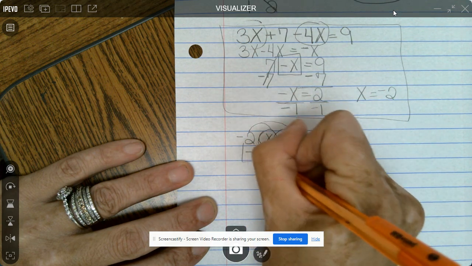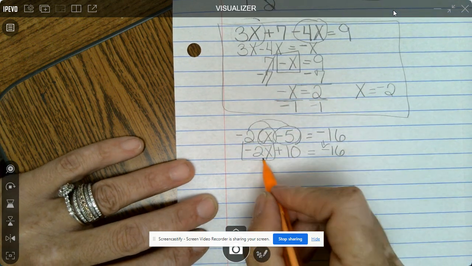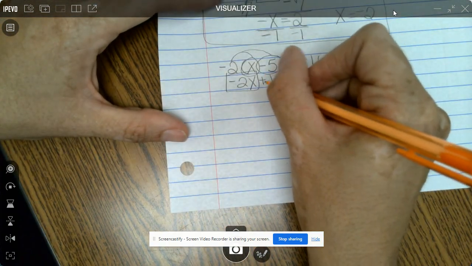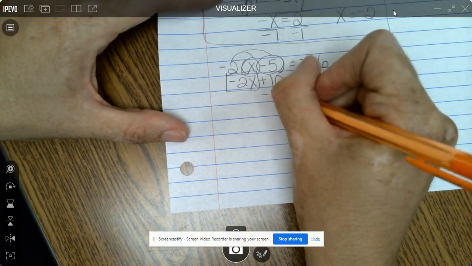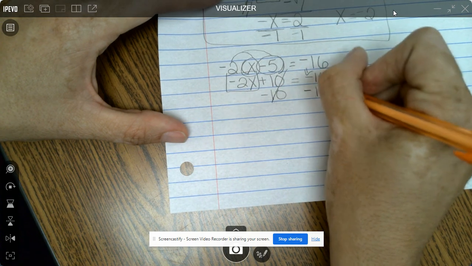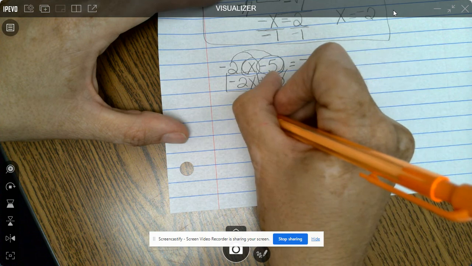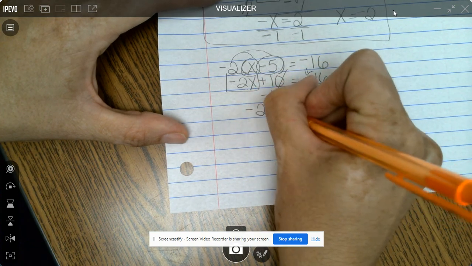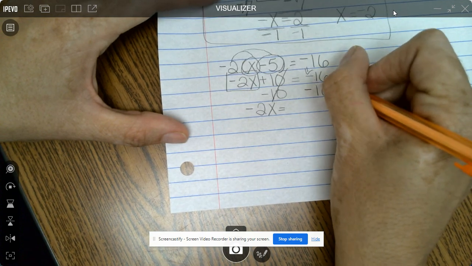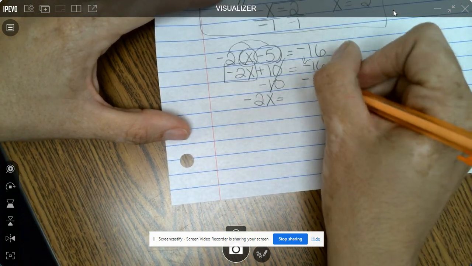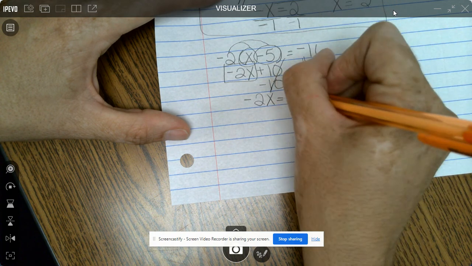Let's go ahead and square this off, because that x is what we're going to be working on next. The opposite of plus 10 is minus 10. So if we subtract 10 from one side, we're going to subtract 10 from the other. We're going to rewrite our expression as negative 2x equals negative 16 minus 10. Remember, it's keep, change, change. So you're actually adding these two negatives together.